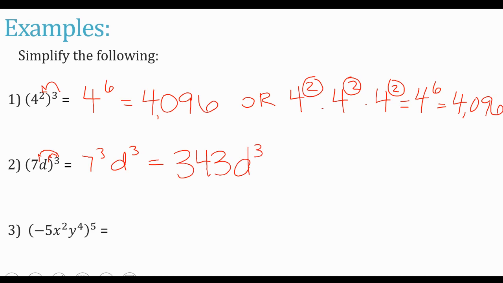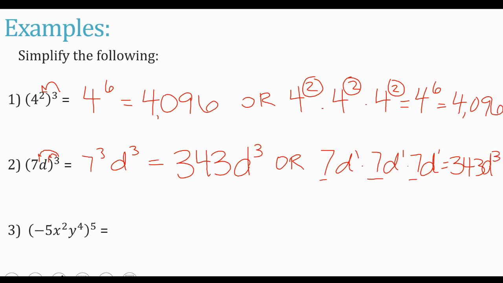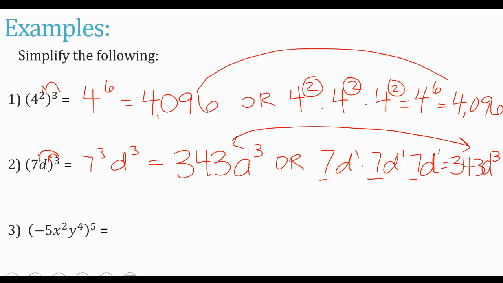Now if you didn't want to use this power rule, we can take a look. It's the same thing as if we write this 3 times. So 7d times 7d times 7d. Multiply your 7 3 times, you get 343. Add your exponents for that variable d, and you get d to the 3rd. So it's the same answer, 2 different methods.